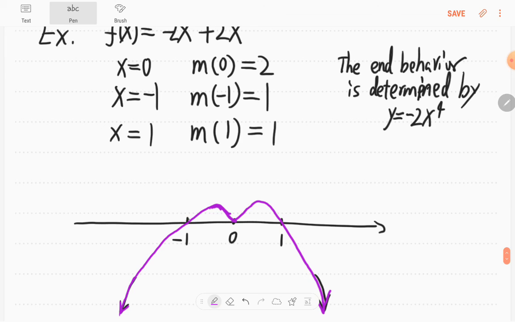In another form, you can see that when x is less than negative 1, this function would be a negative value, which is less than 0. When x is greater than negative 1 and less than 0, the function value is greater than 0. And here the function value would be less than 0.